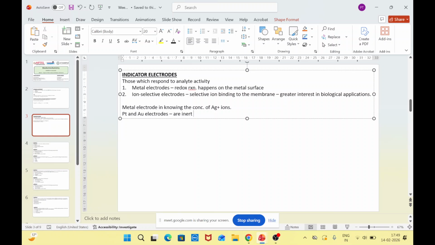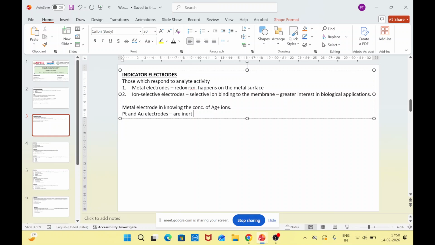Now the question arises: why specifically gold and platinum? Because this part of pulling electrons from the solution and transmitting them requires high electrical conductivity. Gold has good electrical conductivity, so the reactions that usually happen on the surface are going to be very fast. That is typically the reason why platinum and gold electrodes are used. However, this comes with a trade-off because of its high cost.